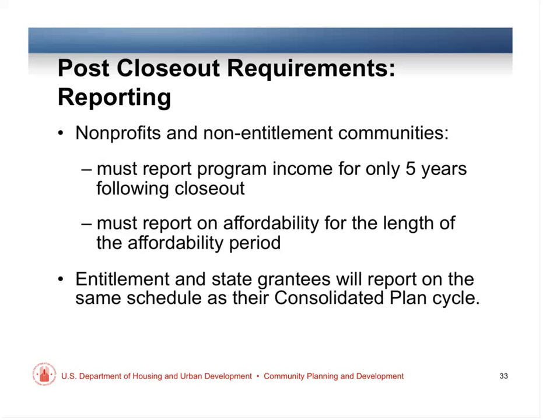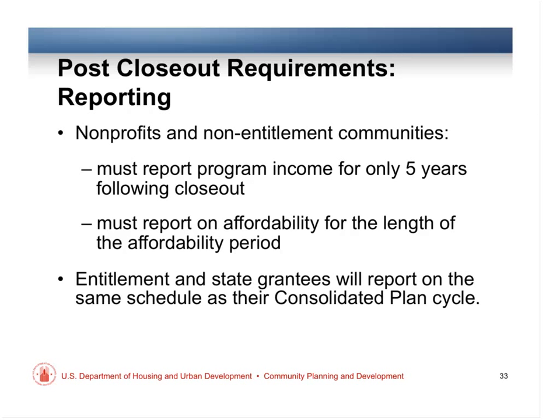So the reporting requirements will be a little bit different depending on whether you're an entitlement and state grantee or a nonprofit and non-entitlement grantee. For nonprofits and non-entitlement communities, as we mentioned, you'll have to report on program income for just 5 years following closeout. However, you will need to report on affordability for the length of the affordability period. So the program income reporting is just 5 years, but you will have to keep reporting annually for the affordability period for all your projects.